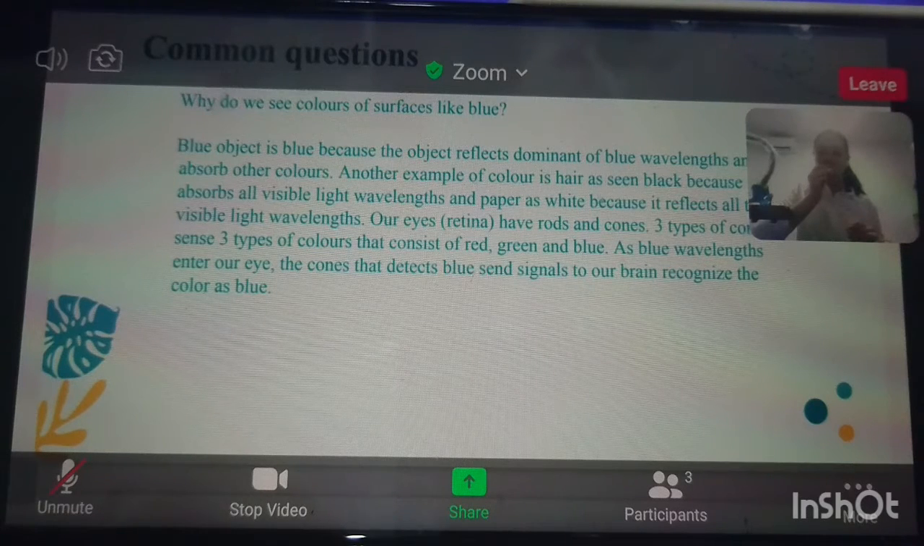But our eye retina has rods and cones. Three types of cones sense three types of colors: red, green, and blue. As blue wavelength enters our eye, the cones that detect this blue send signals to our brain, which recognizes the color as blue.